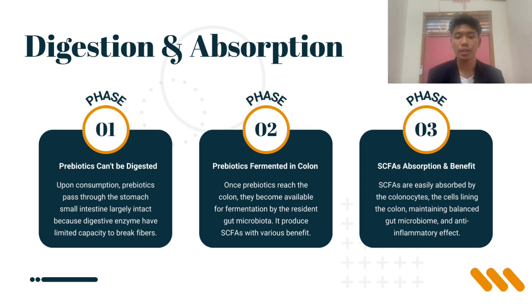Once prebiotics reach the colon, they become available for fermentation by the resident gut microbiome, in which beneficial bacteria such as bifidobacteria and lactobacilli possess the necessary enzymes, such as glycoside hydrolase and polysaccharide lyase, to break down prebiotics. These bacteria ferment prebiotics into short-chain fatty acids, or SCFAs, like acetate, propionate, and butyrate, which are easily absorbed by the colonocytes, the cell lining of the colon.